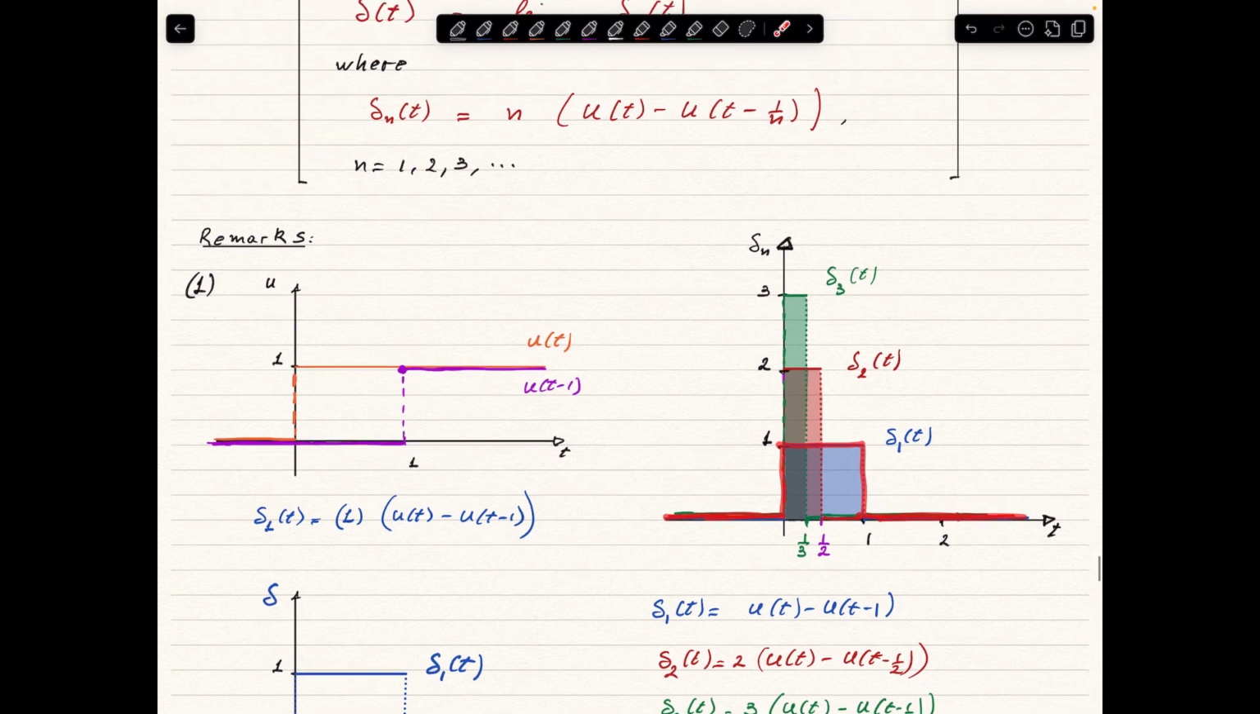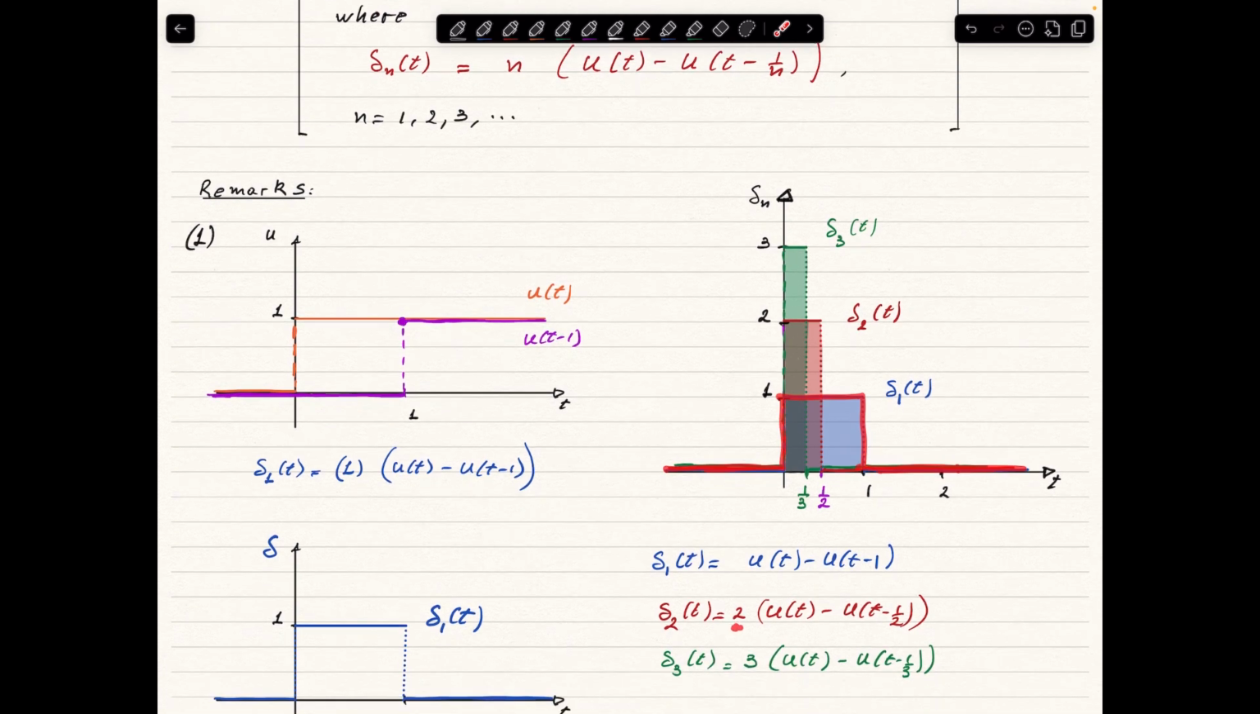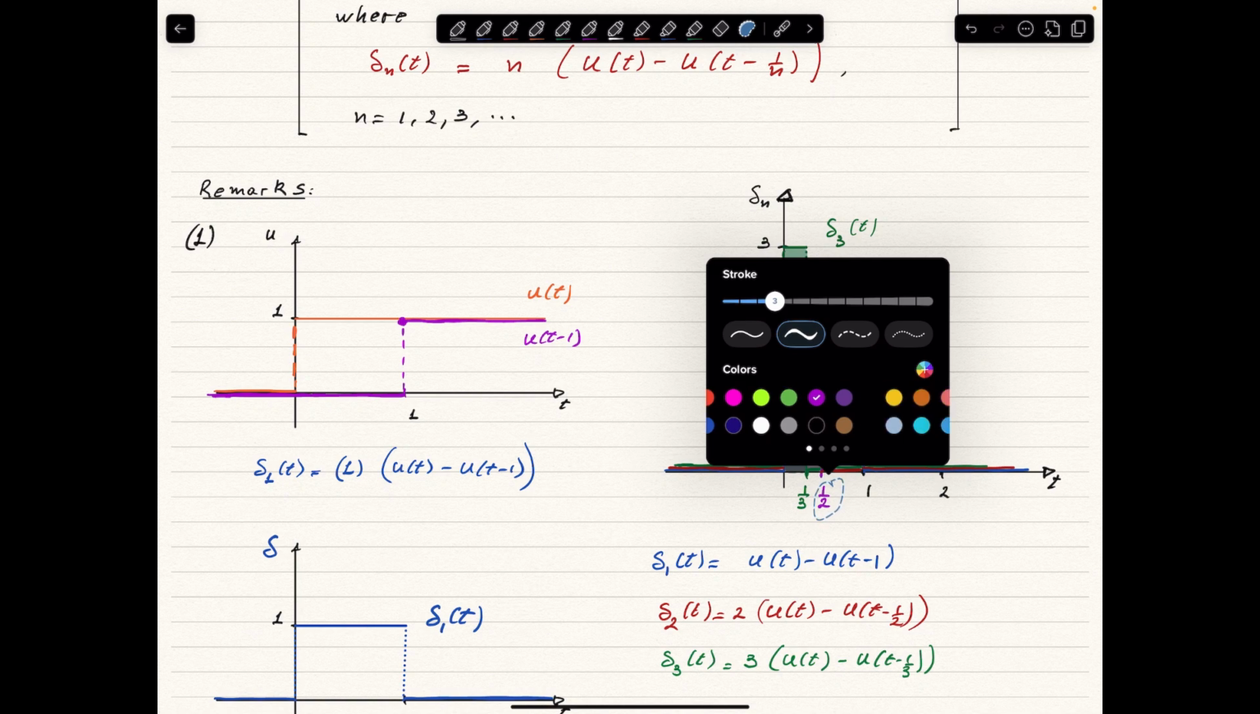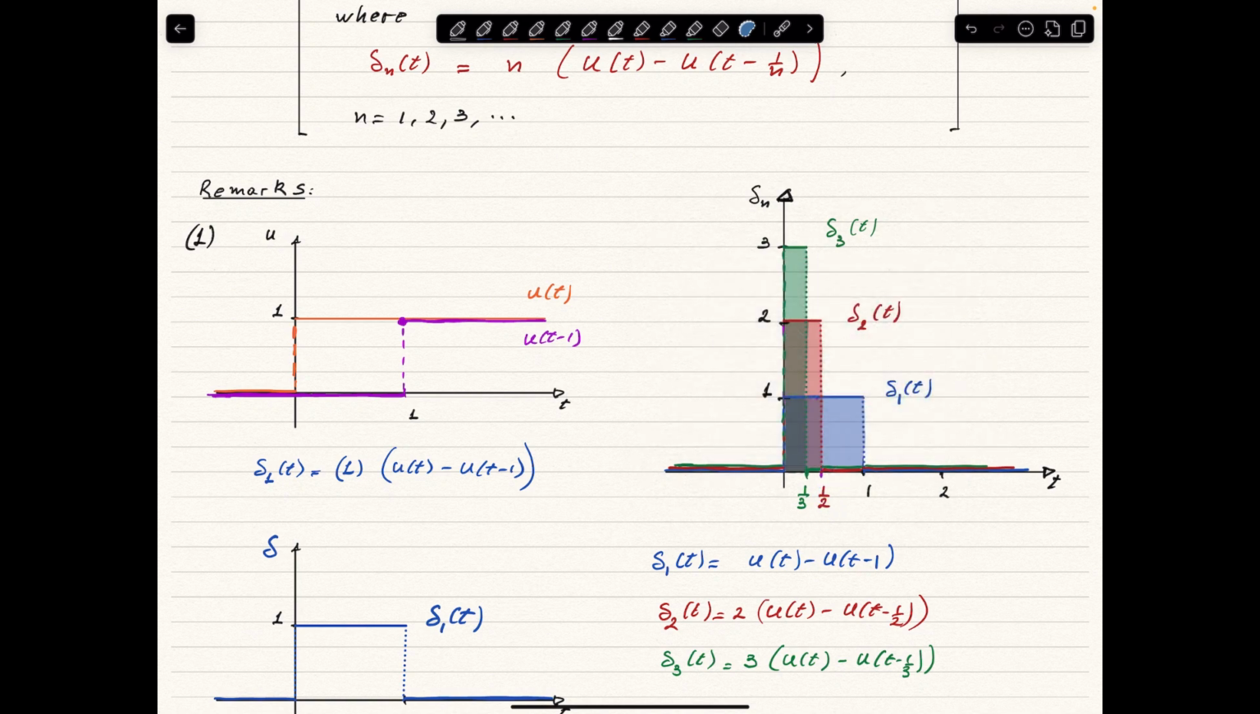Now what happens when we put 2? When we put 2, then we need to do the difference between the step at 0 minus the step at 1/2. So here is 1/2. Let's put this in the right color. So here we have the 1/2. So the function is 0 everywhere else, and between 0 and 1/2 the function takes value 2, so we go a little bit higher. So that is delta 2.